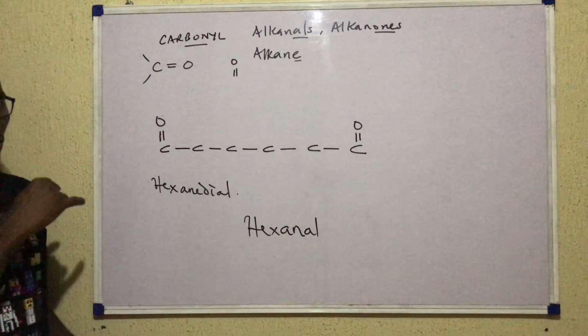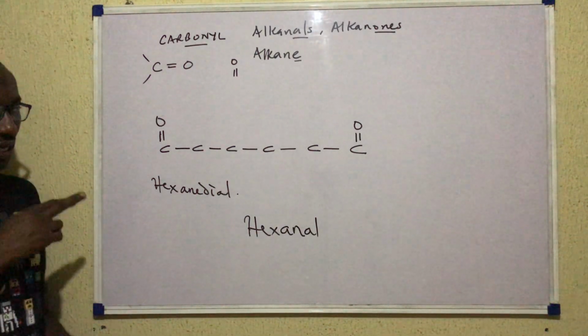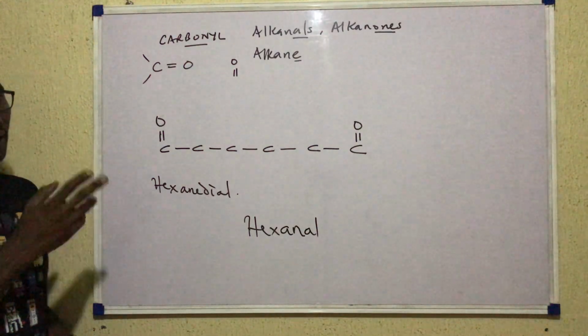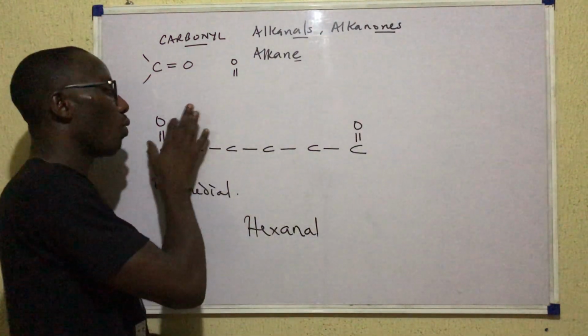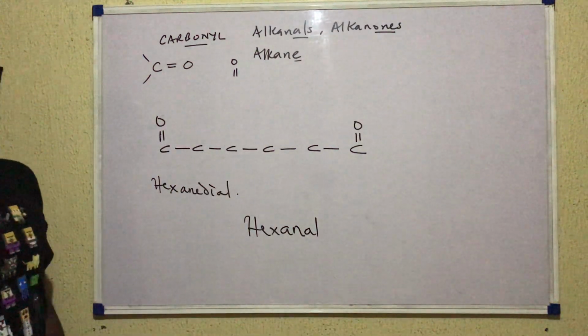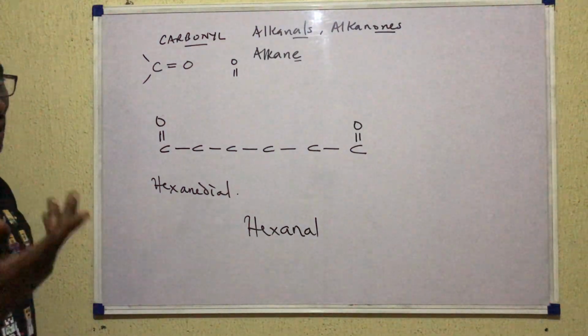Remember, the double bond O has to be at the extremes for us to have an alkanal. So in a dial, we have double bond O at the extremes. Then in compounds where you have double bond O in between, maybe two, more than one now, you could actually have what we call a diketone or dione.